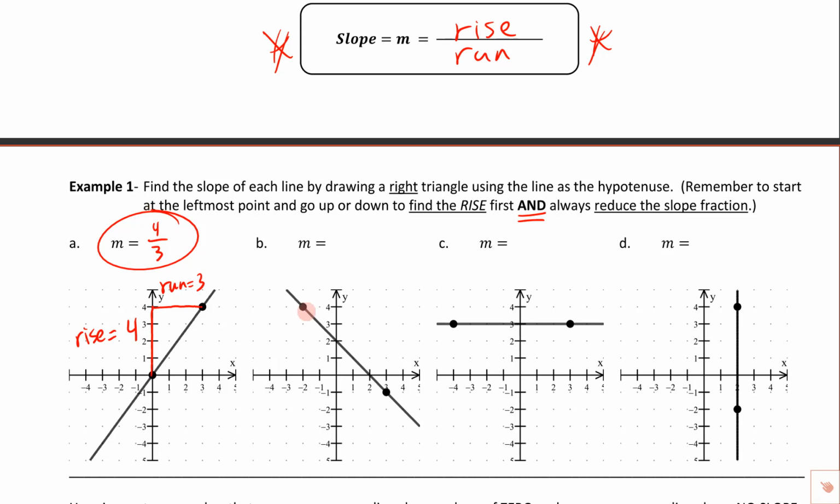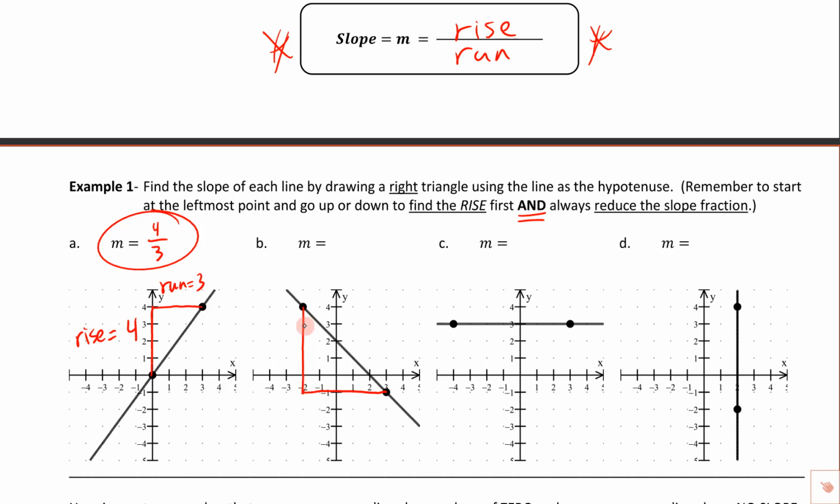Now on this one, remember, we've got this nice convenient point here and we've got this nice convenient point here. We want to make sure that we find the rise first. Again, you don't have to, but it's going to make things better in the long run if you do. So from this point to this point, let's go up or down to get there. So I'm going to have to go down, all the way that far, and then we're going to run over that far. And again, if you find this rise first, that's going to make things much better.